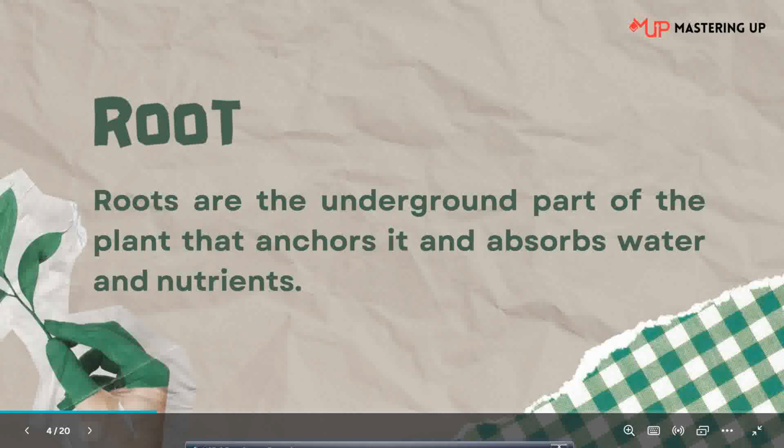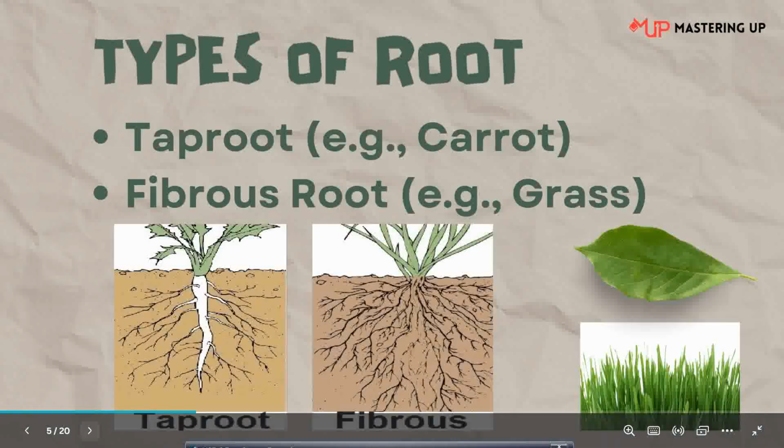So we can say that plants stand upright in the ground, right? This happens because the roots are anchoring the plant and supporting it in the soil. Roots grab the soil and keep the plants upright. So the roots are the underground part of the plant that anchors it and absorbs water and nutrients. So that was the definition.